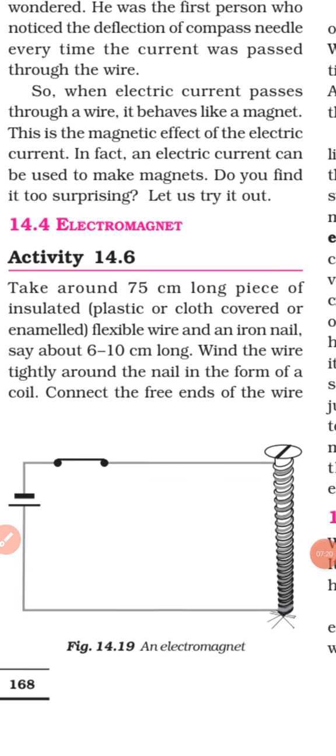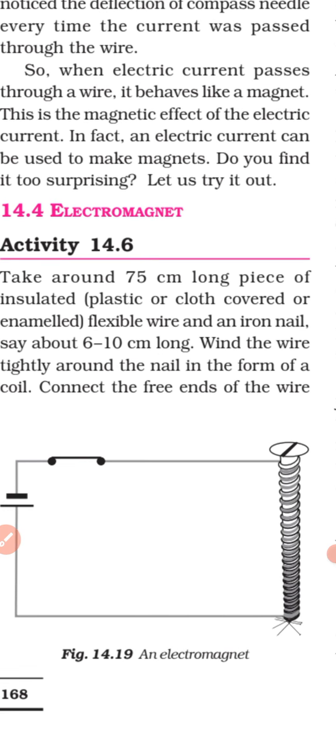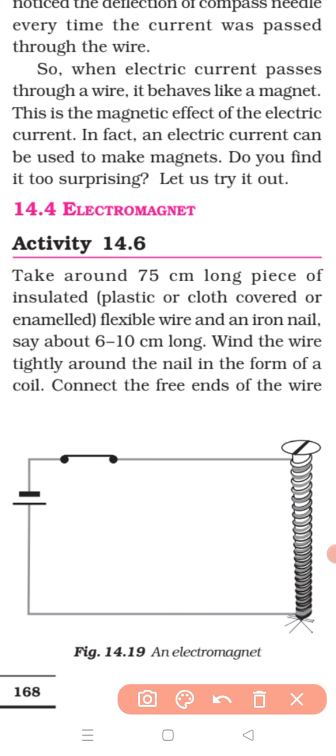Now let us see what is given in your book, through Activity 14.6. Take around a 75 centimeter long piece of insulated flexible wire and an iron nail, about 6 to 10 centimeter long. You have to take an insulated copper wire first of all. Insulated means it must have plastic or cloth covering, or be enameled. So the wire must be insulated. And you have to take an iron nail also, which is 6 to 10 centimeter long.